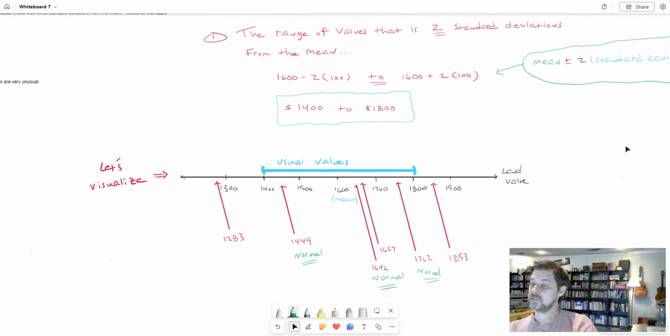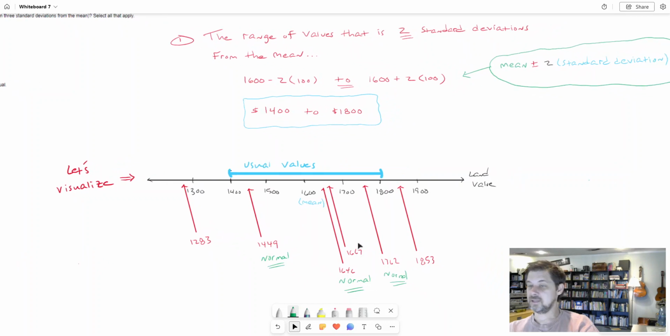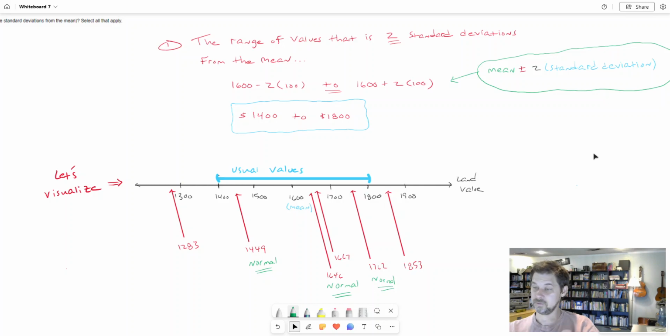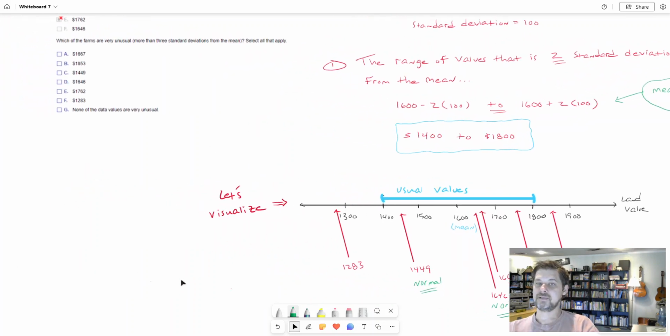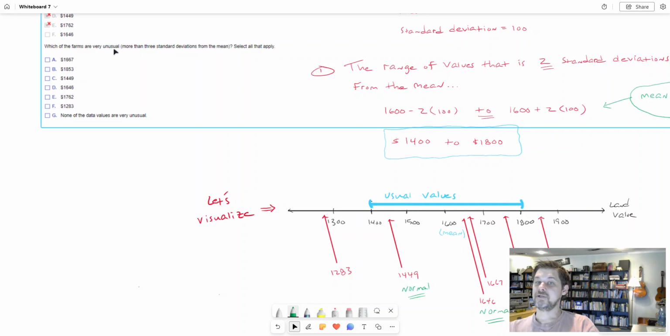If you like the number line, if seeing it helps you take in the information and understand what to do, you do it that way. Now I'm going to leave you with this last part. It says, which of the farms are very unusual, more than 3 standard deviations from the mean?